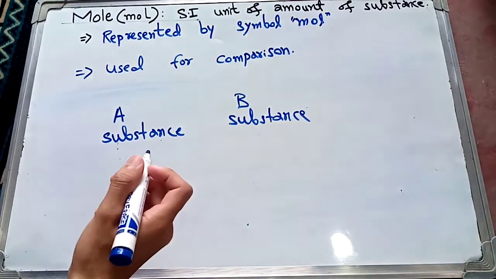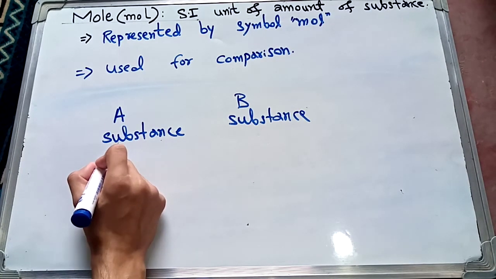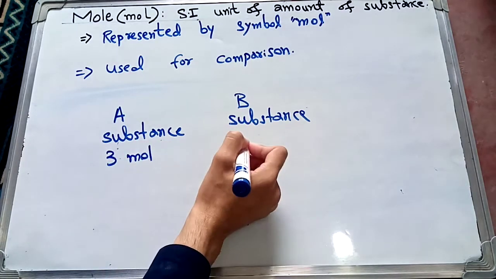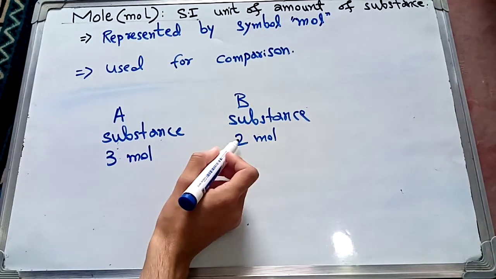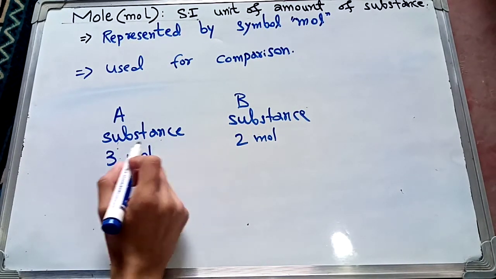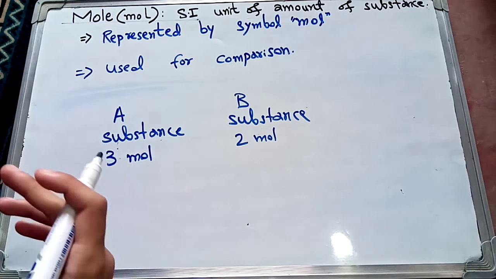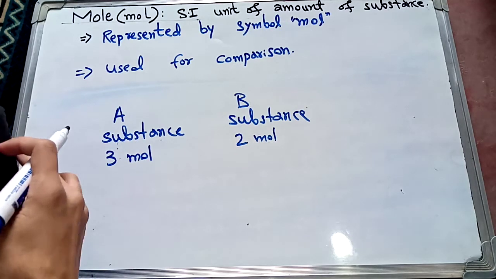The one having greater number of moles will be in greater amount. For example, here we have 3 moles of A and here we have 2 moles of B. So B will be in less amount as compared to A, okay? So this was a general idea of what is mole. But let's understand it with an intuitive explanation by comparing it with another unit we call dozen, okay?